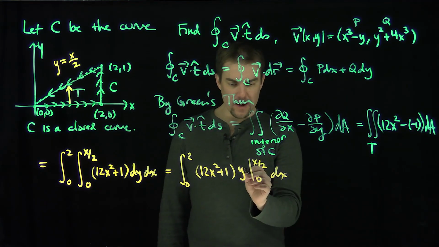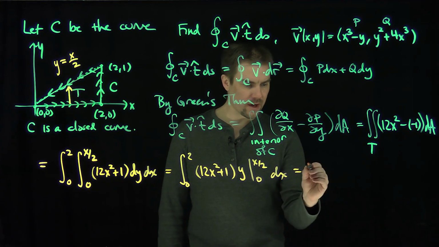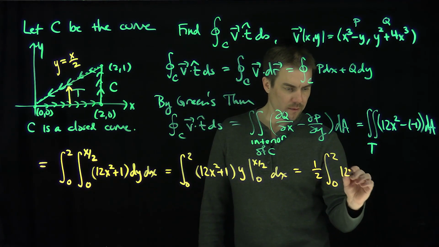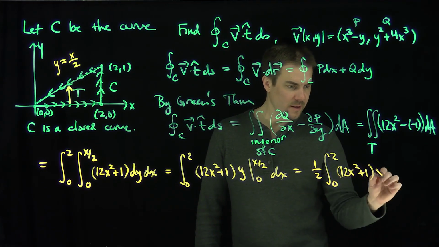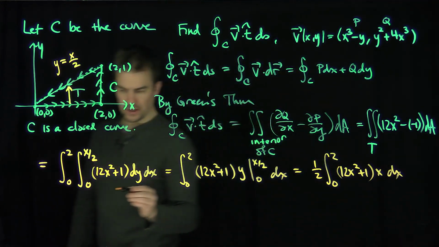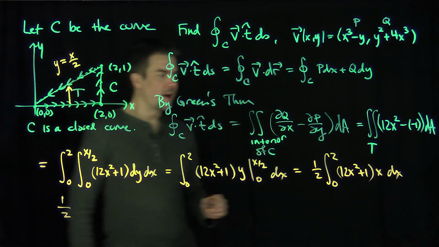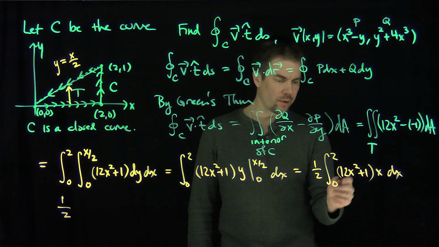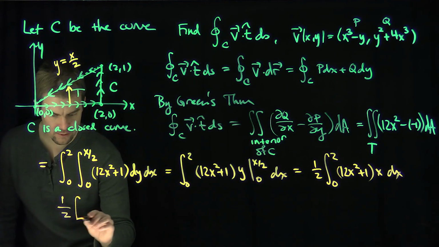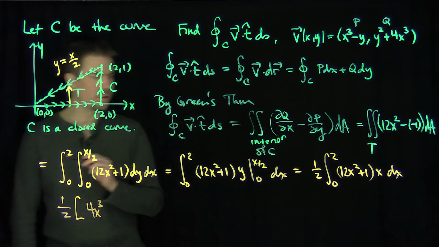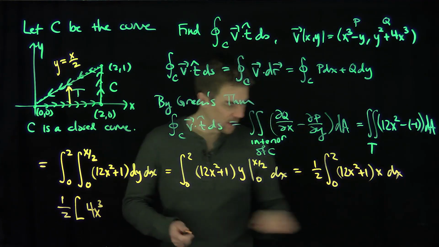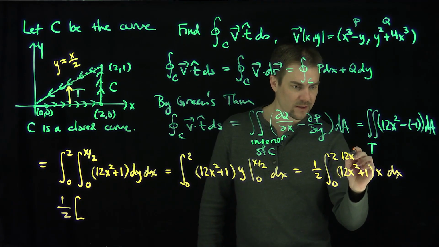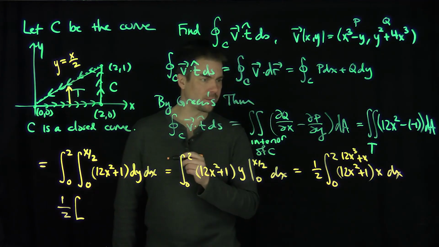And so what we'll get is an x over 2, so I'm going to pull the 1/2 out: the integral from 0 up to 2 of 12x squared plus 1 times x, dx. So let's integrate this, the 1/2 stays out over there. We actually have to distribute the x first. So this is really 12x cubed plus x, right, when we distribute out that x.